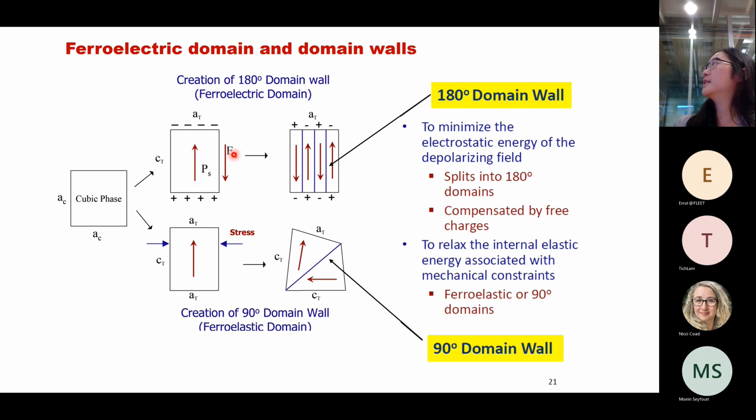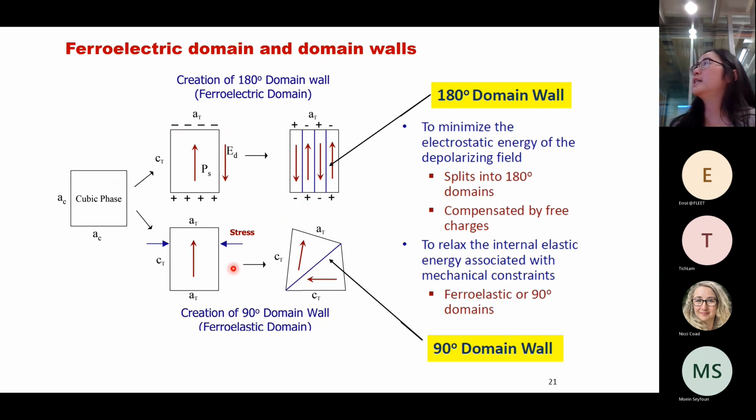And to minimize this electrostatic energy of the depolarization field from that interface, the domains will split into up and down 180-degree domains. So this shows opposite directions of the spontaneous polarization, and it forms these 180-degree domain structures.